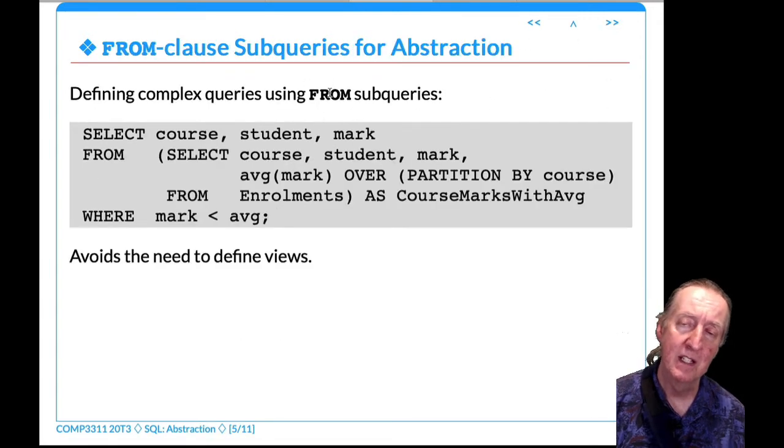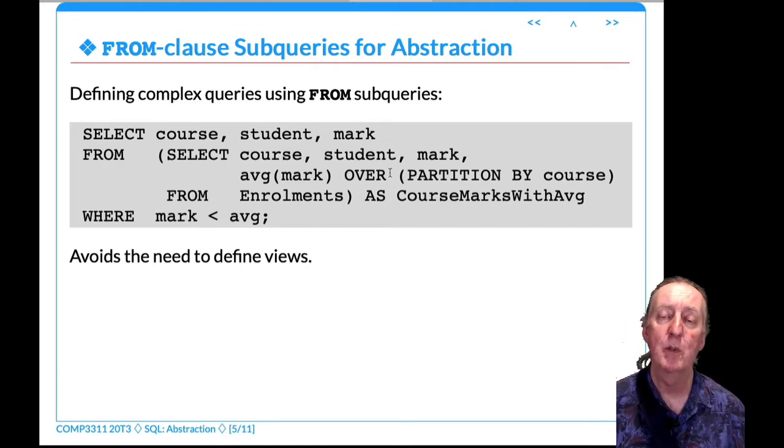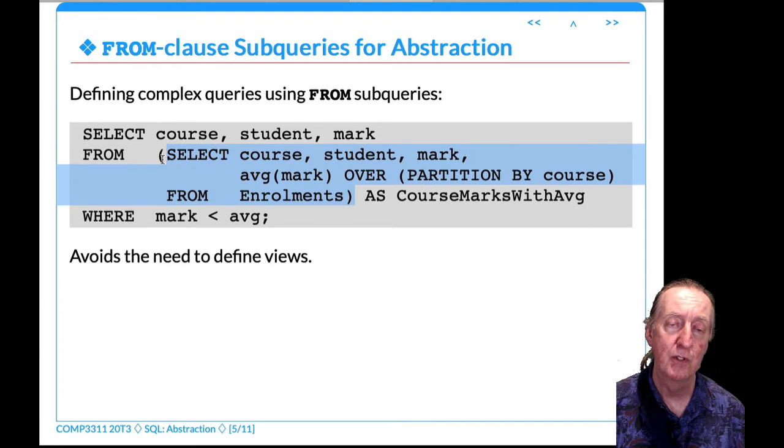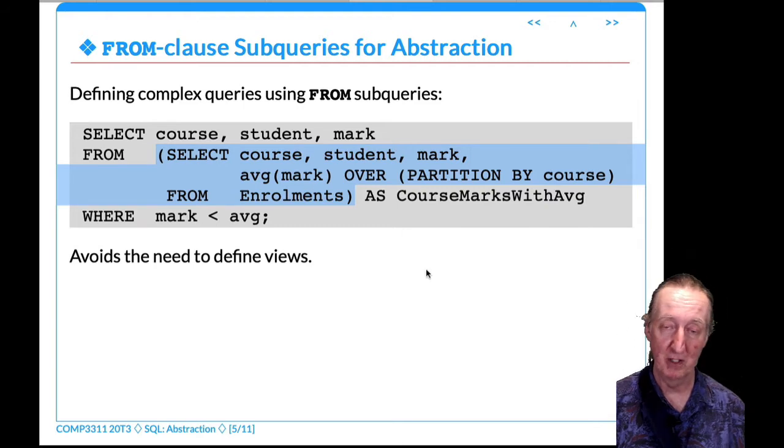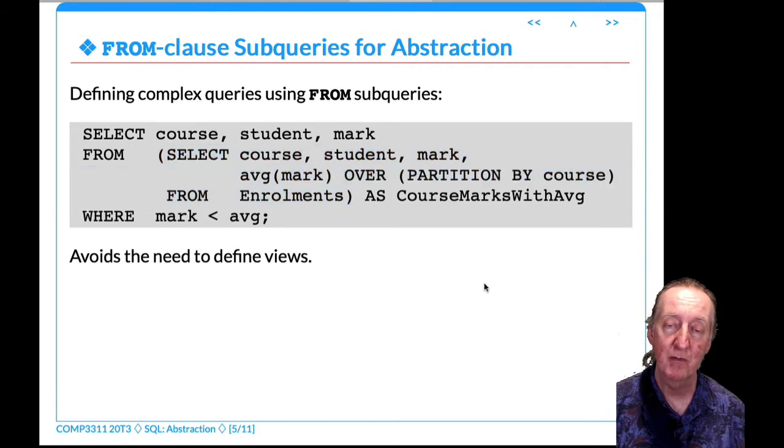So here's another example, putting the query into the from clause. Normally what we have in the from clause is a name of tables, possibly joined together, possibly some views as well. But here what we're doing is actually defining the table in the from clause via a query, and this is our favorite query where we're getting the students who have course, student, mark, and the average mark for the course.